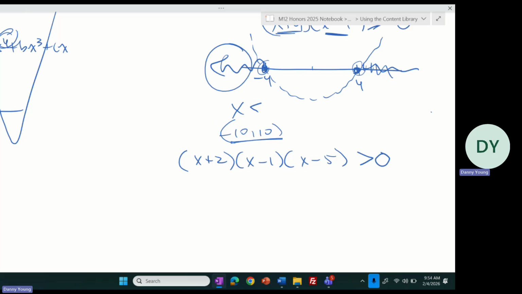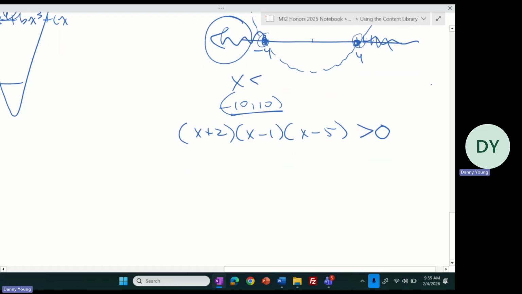Before, there were 2 brackets, so you have 2 numbers on the number line. Now you have 3 brackets, so how many numbers do you put on the number line? 3. What are the numbers? -2, 1, and also 5. Okay, so that's the first step. Here's my number line: -2, 1, and 5. Does everybody understand this? Yes or no?